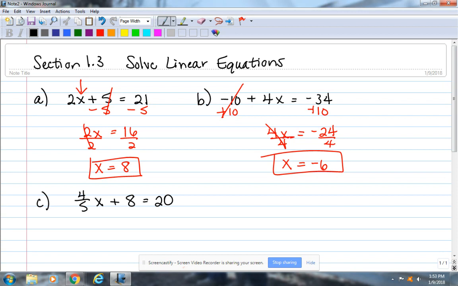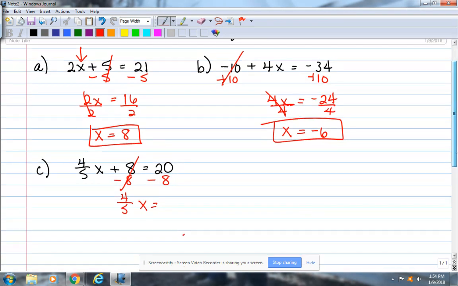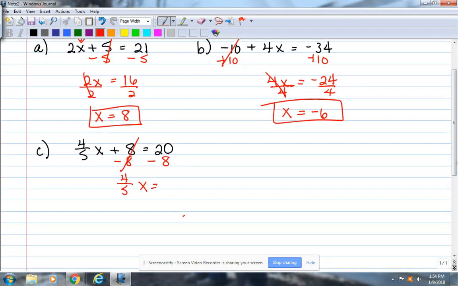Okay? So, we don't even need the fraction for the first part. What do I need to do to get everything away from the x? What's the first thing I need to do here? Subtract the 8 from both sides. All right? So then I have left 4/5 x equals what? What's 20 minus 8? 12. Very good.